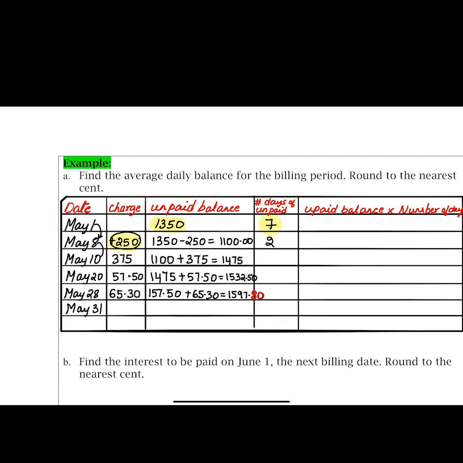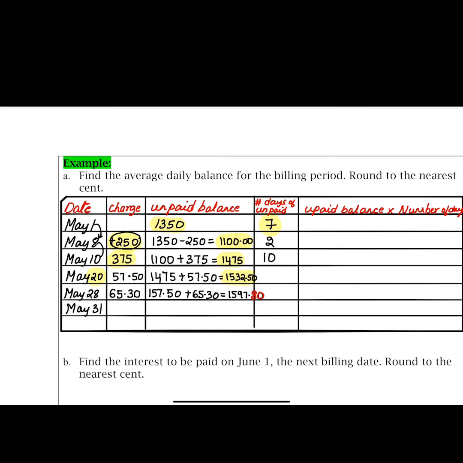Do you see that? And he has this $1,100 on May 8th, May 9th, but on May 10th, what does he do? He makes a charge. So you're trying to calculate the number of days of the unpaid balance. So he has this $1,475 for how long? Until May 20th, which is how many days again? 10 days. The same thing applies.